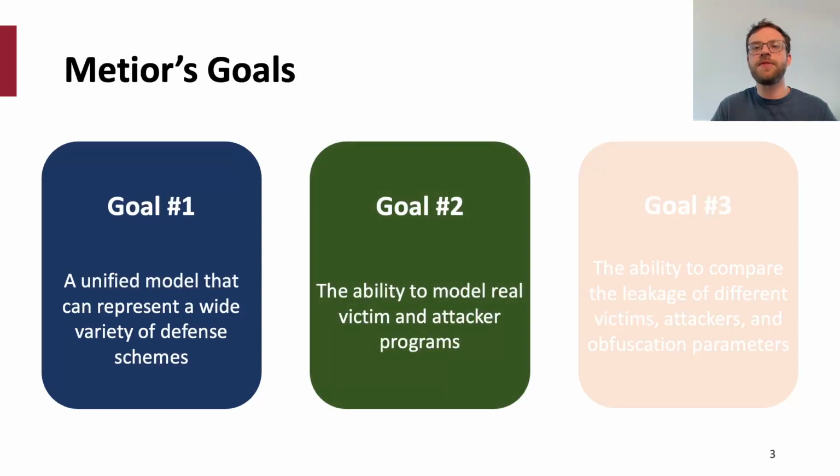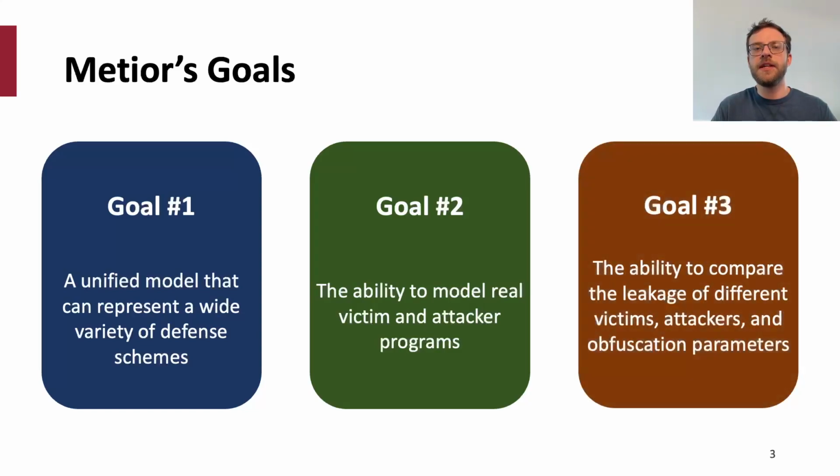Second, we identify the need for strategies to model real victim and attacker programs. The amount of side-channel leakage can often be heavily dependent on the victim and attacker under study. For instance, a victim which has large variations in its cache footprint may leak more information than victims with less variations. Finally, we desire a way to quantify the leakage of different victims, attackers, and obfuscation scheme parameters, allowing mitigation designers to comprehensively evaluate their schemes.